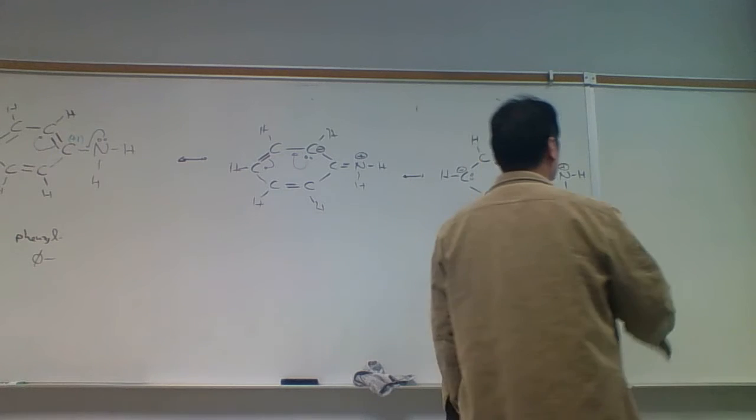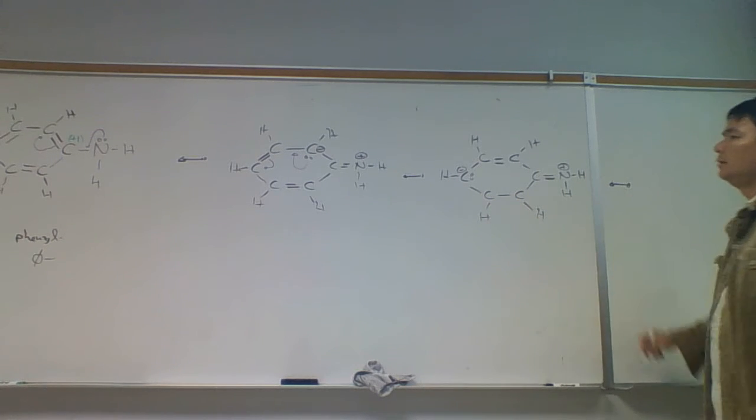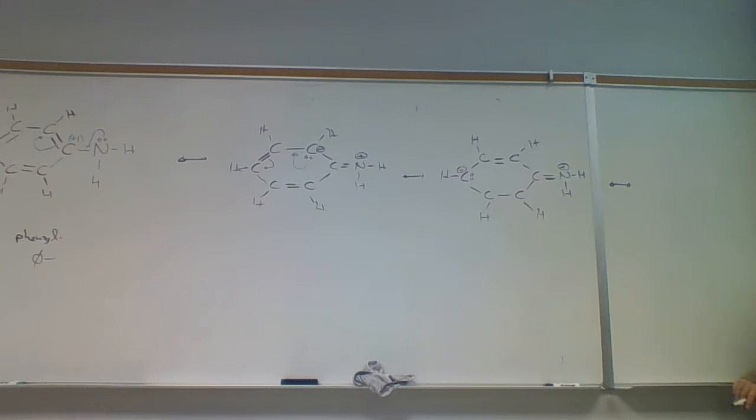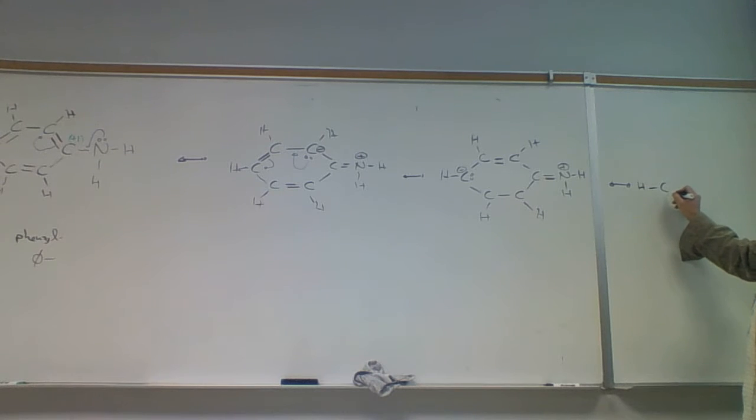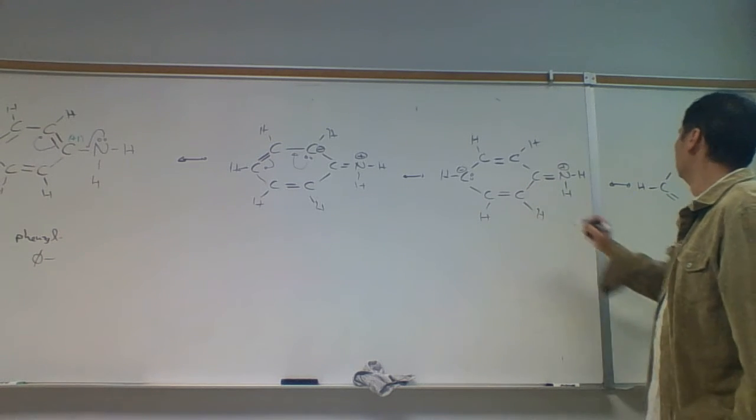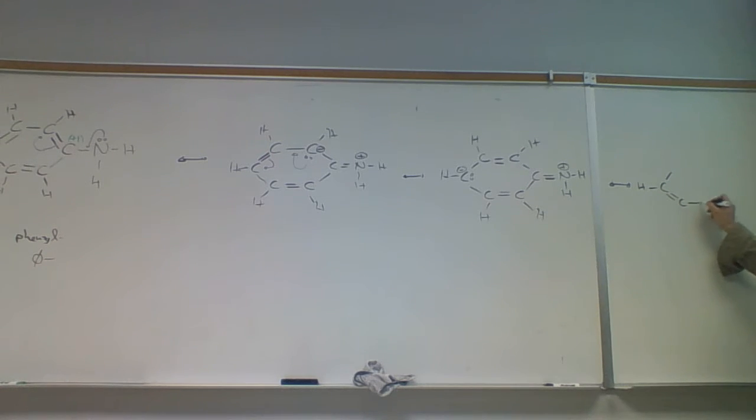Okay, are there any others we can come up with? Let's keep going. You just keep going around the ring. If we go around the ring, then we'll make a double bond here, which is going to kick this one out onto the carbon here, and we end up with this structure.